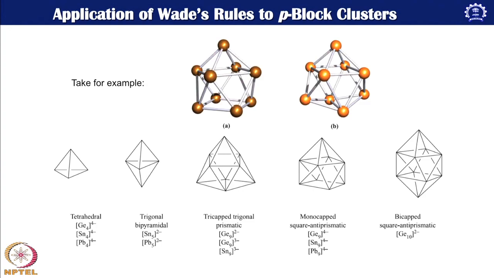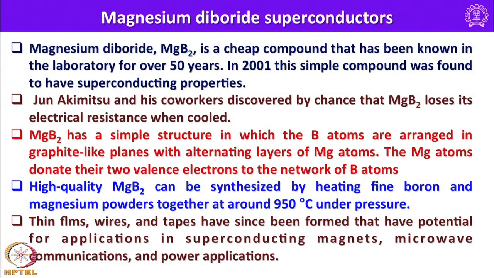So, before I conclude, okay, let me give the uses of some of the group 13 elements. Okay. So, magnesium diboride is used in superconductors. So, magnesium diboride, that is MgB2, is a cheap compound that has been known in the laboratory for over 50 years. In 2001, this simple compound was found to have superconducting properties. Jun Akimitsu and his co-workers discovered by chance that MgB2 loses its electrical resistance when cooled, and MgB2 has a simple structure in which the boron atoms are arranged in graphite-like planes with alternating layers of magnesium atoms.